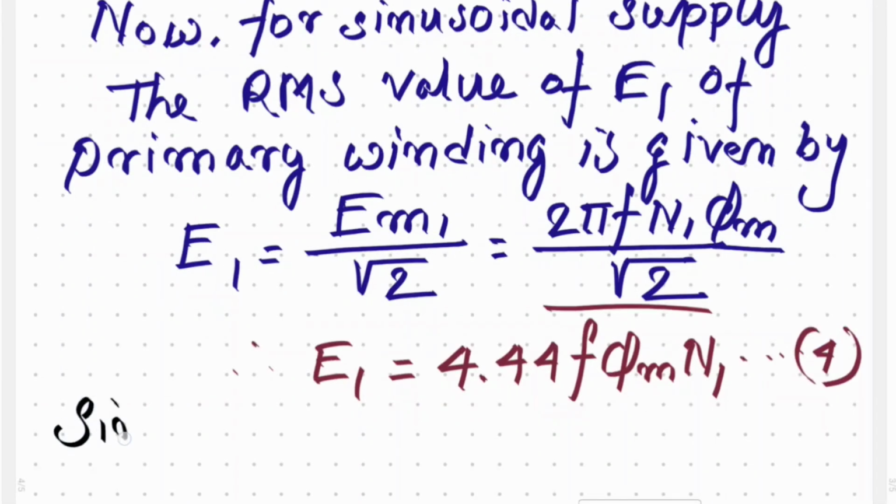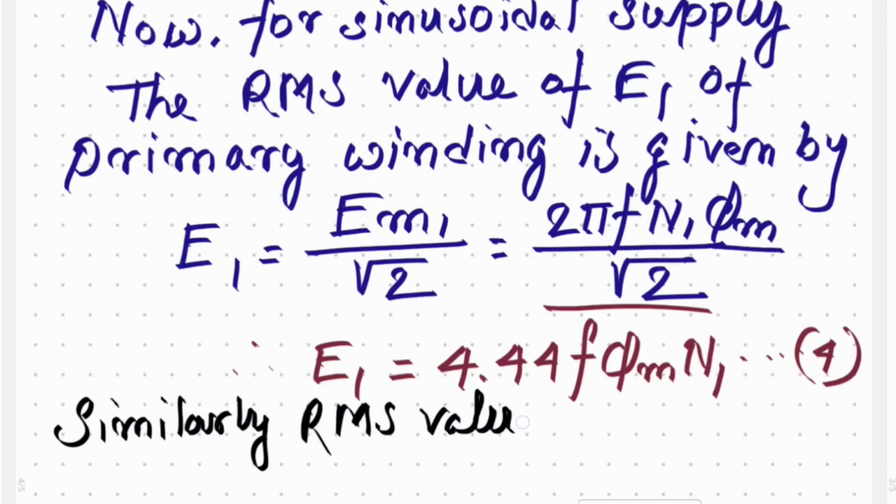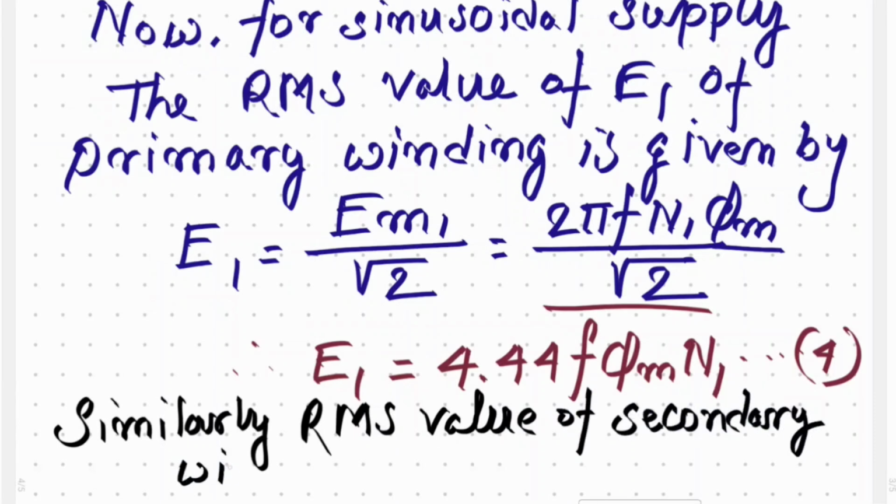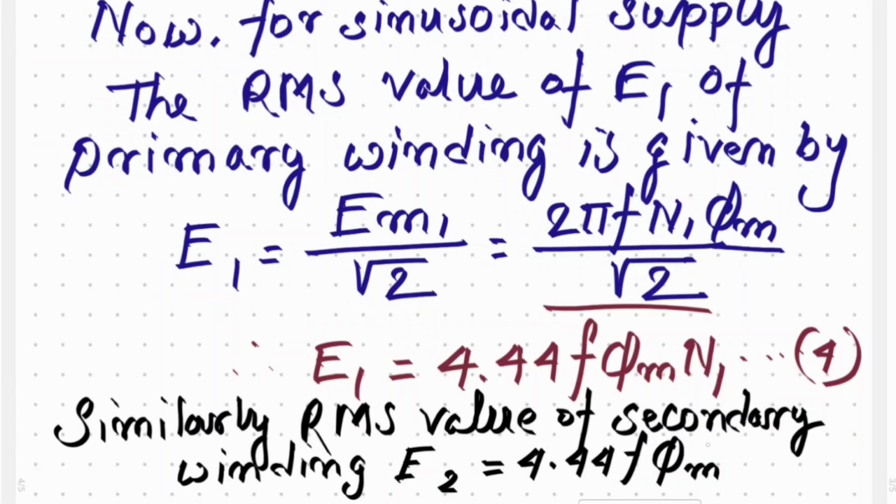Similarly, the RMS value of the secondary winding can be written as E2 is equal to 4.44 f phi m N2. So this is equation number 5.